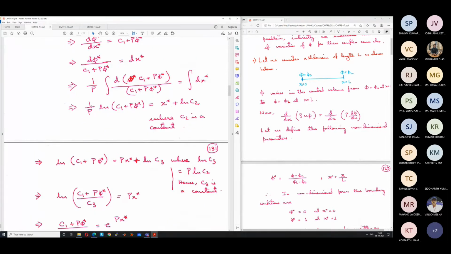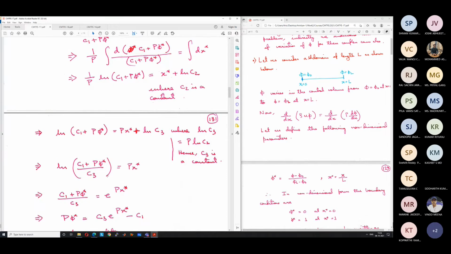We again rearrange the term. We can take the Peclet number to the other side. Log of C1 plus P phi star is equal to P x star plus P into ln C2. This P into ln C2, because C2 was an arbitrary constant, we can write as ln C3, where C3 is another constant such that ln C3 is equal to P into ln C2. Okay, C3 is another constant.